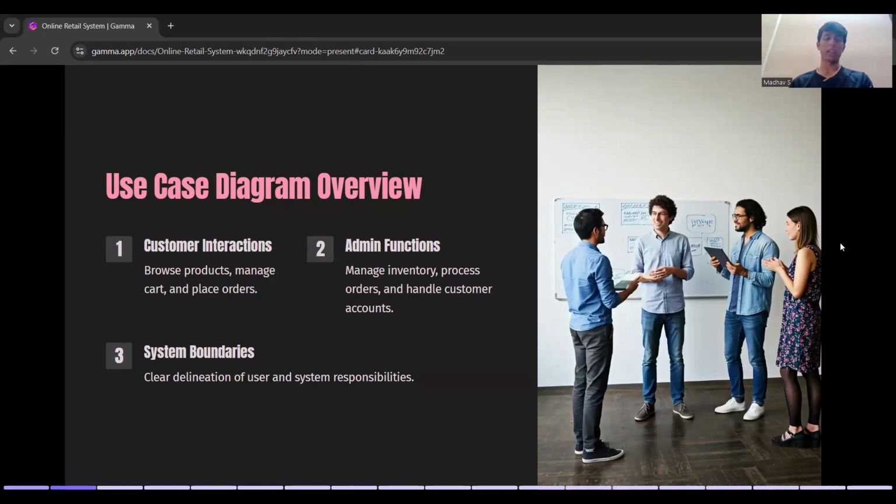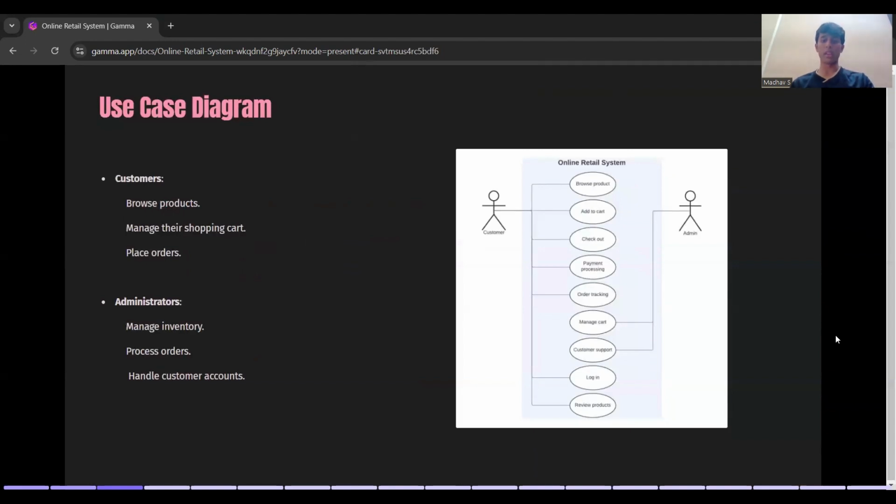The first diagram is called a use case diagram. This is a use case diagram. It is a simple diagram between the customer and the admin. The customer here can browse the product. He can add his favorite product to the cart. He can then check out. The customer can give payment details and the payment processing can be done.